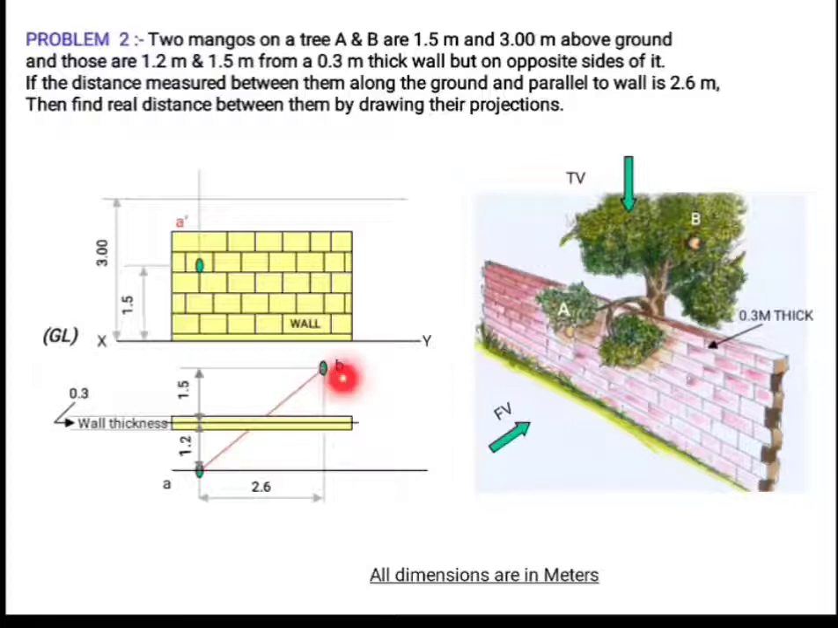We know B and B dash will be on the same vertical projector. So I can extend the projector through B in the upward direction and get the intersecting point at 3 meters above the XY line. So that point will be B dash. Now I can join A dash B dash to get the front view of the line AB, which joins point A and B.